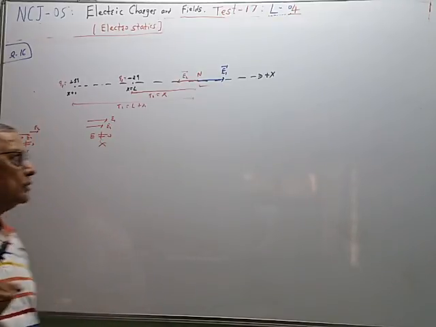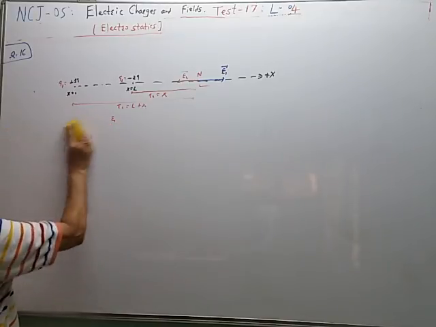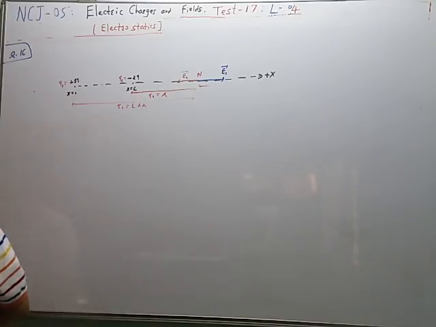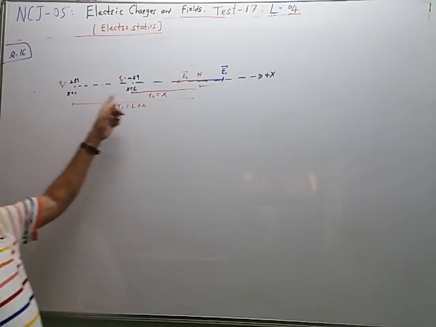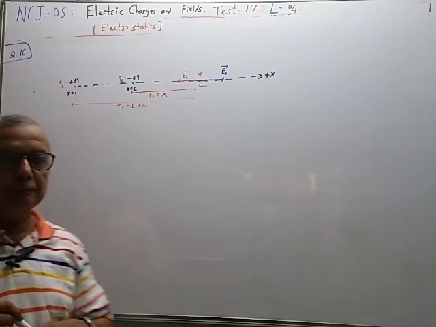So the null point is on the right hand side of the system of two charges. So logically we can decide the value. So x is not negative. X is not between 0 and L. So x is more than L. B choice cut झाला फक्त त्यातला.